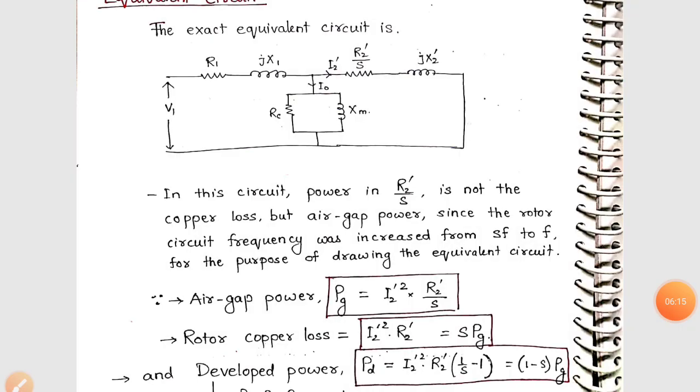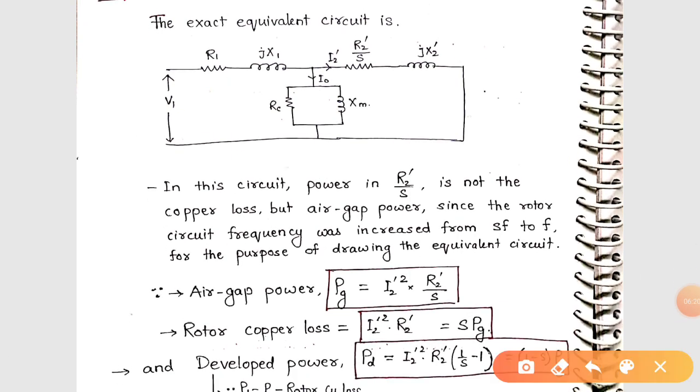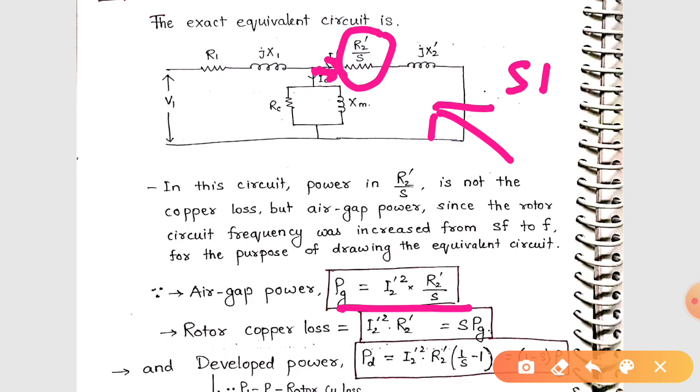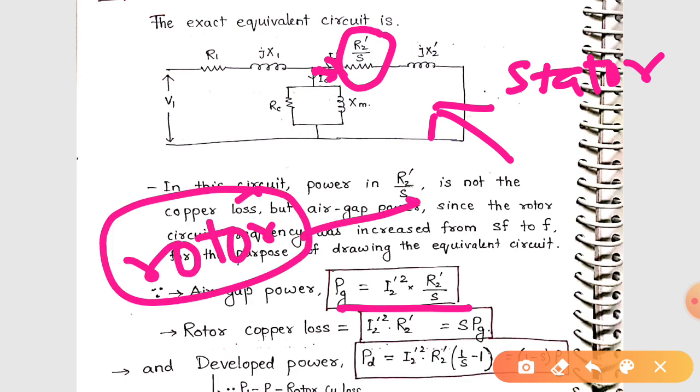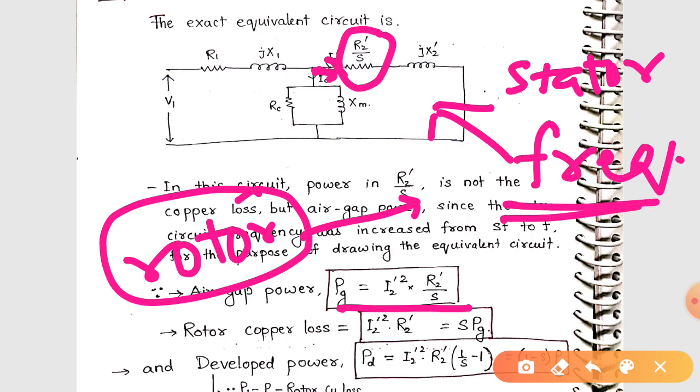Now here the current which is going to the rotor part is I2 dash. If we multiply I2 dash square with R2 dash upon S, we get the air gap power, because this circuit is represented at stator frequency. The rotor circuit is also brought at stator frequency, and then the equivalent circuit has been drawn.